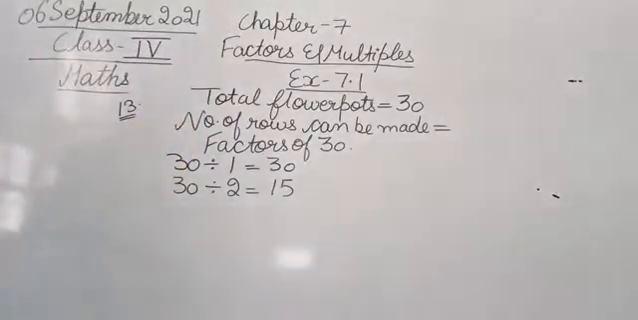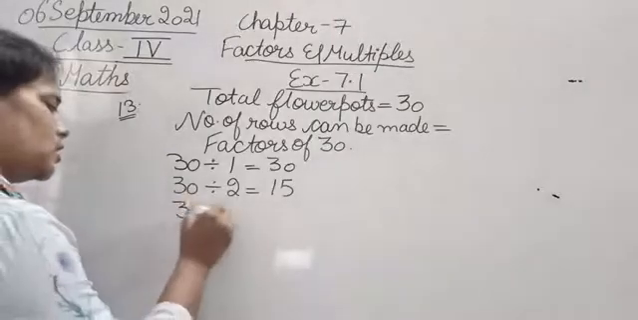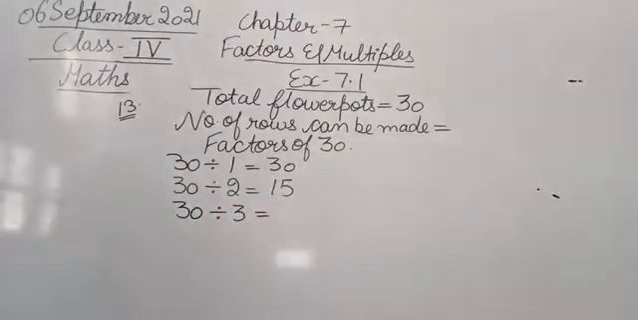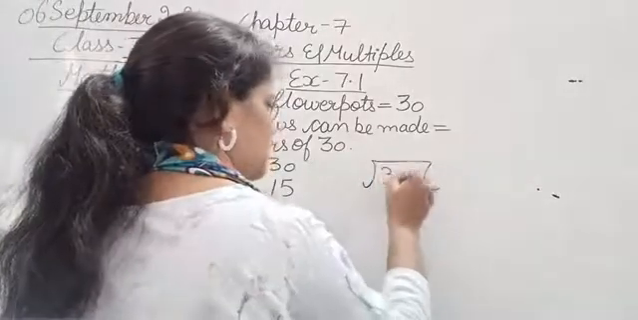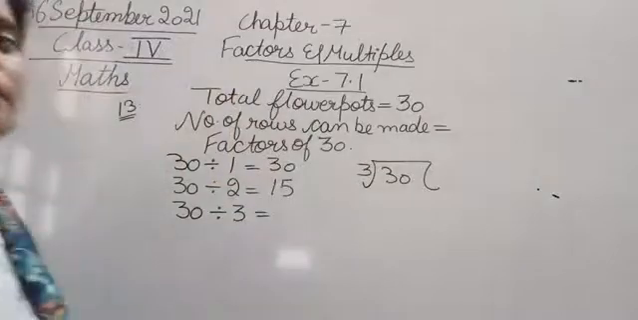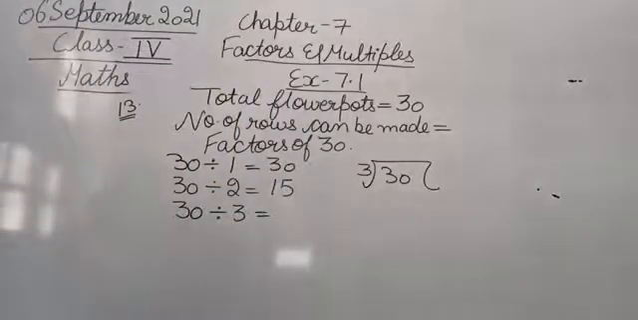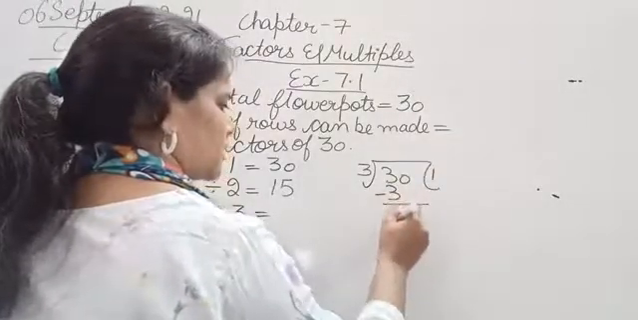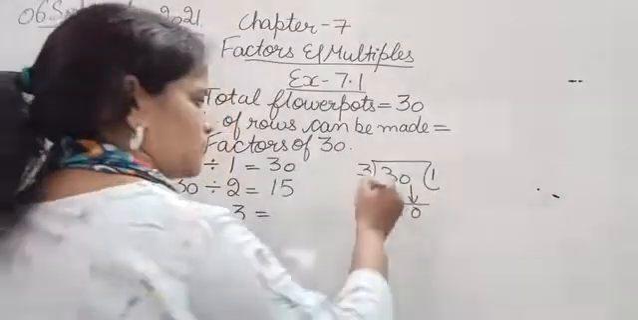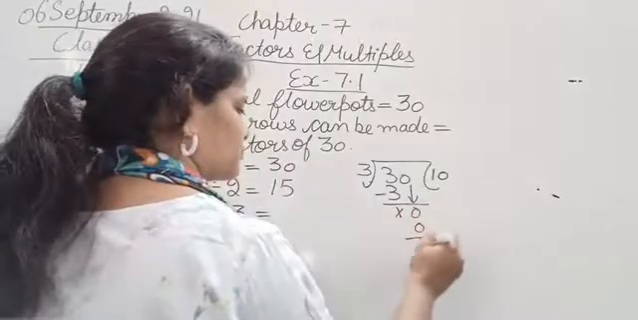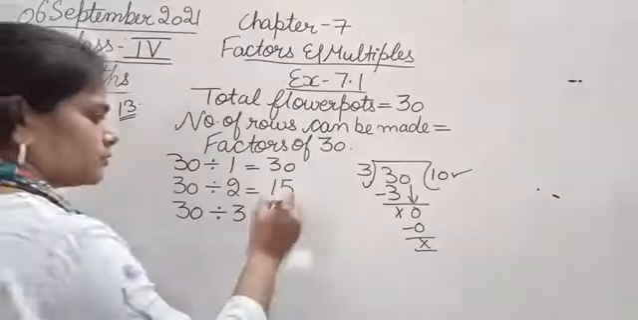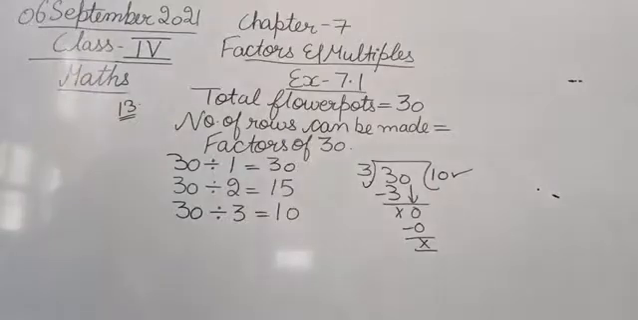Next, the third one is 30 divided by 3. So let's divide 30 with 3. So 3 ones are 3. Okay, nothing. Bring down the next number, that is 0. 3 zeros are 0. That is 10. So we got 10. Okay, so that means 30 divided by 3 is equal to 10.